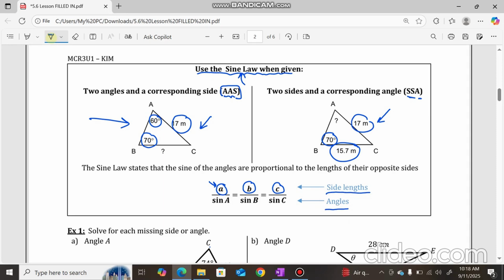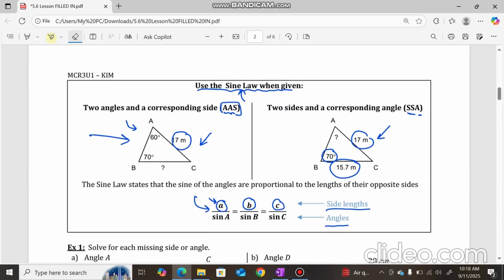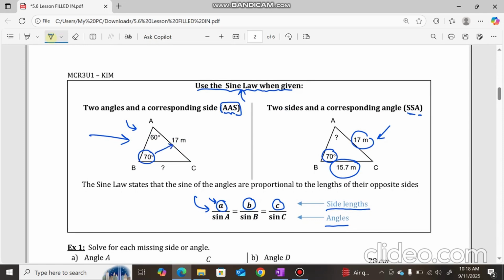Okay, so let me erase that and see how it works for this figure, then you will get it. Look, this is the angle and this is the corresponding side, so we will say 17 over sine 70, because this is the opposite angle to this side. And after that this angle and this opposite side will be equal to this one, which is the missing side, so we can put x instead, and in the denominator it's sine 60.